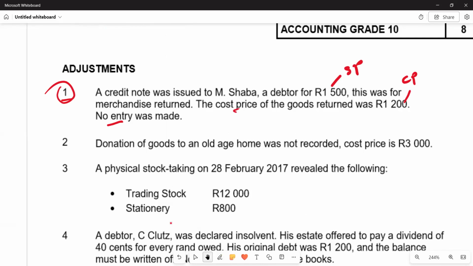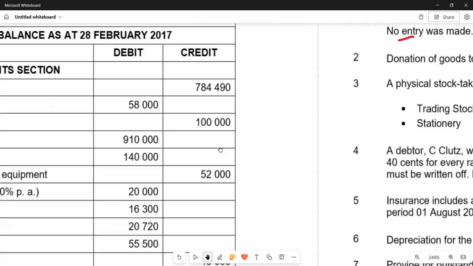And on the adjustment of cost of sales, remember when we're calculating cost of sales, we say opening stock, we add our purchases, we less our closing stock. So it means the cost of sales figure is going to reduce. So 1,200 also is going to reduce the cost of sales figure that we have. So we can just check the cost of sales figure that we have there.